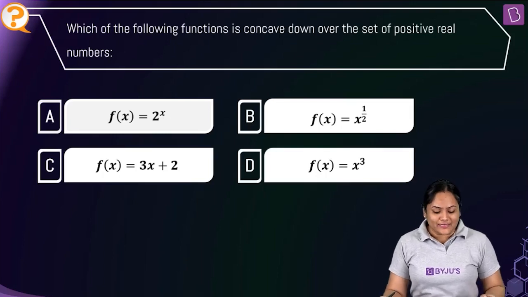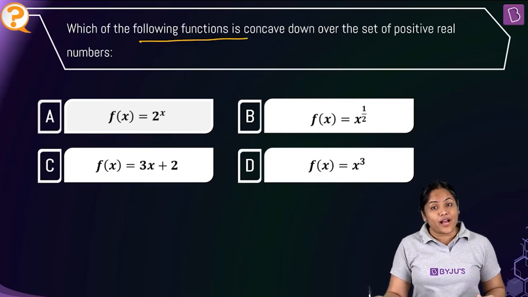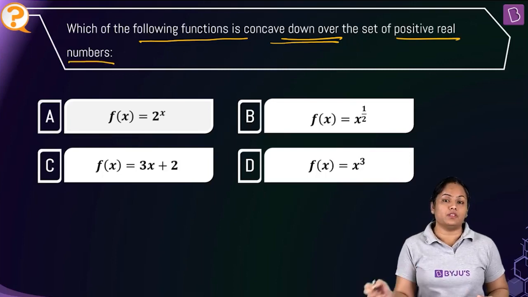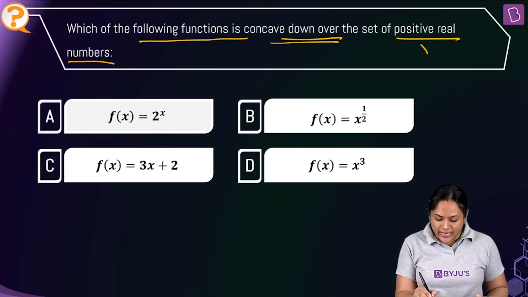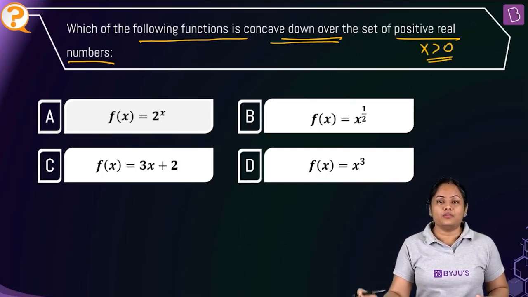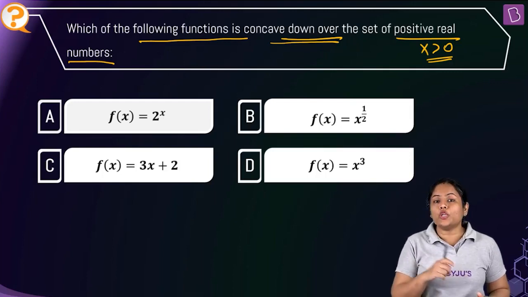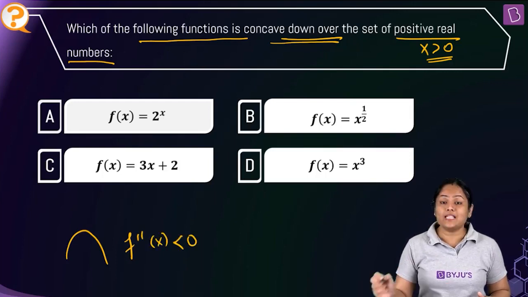Well, moving further, here the question says, which of the following functions is concave down over the set of positive real numbers? Over the set of positive real numbers, what do you mean by that? That x is greater than 0, right? So, it is concave down. And what do you mean by concave down? For concave down, we know that f double dash x should be less than 0.